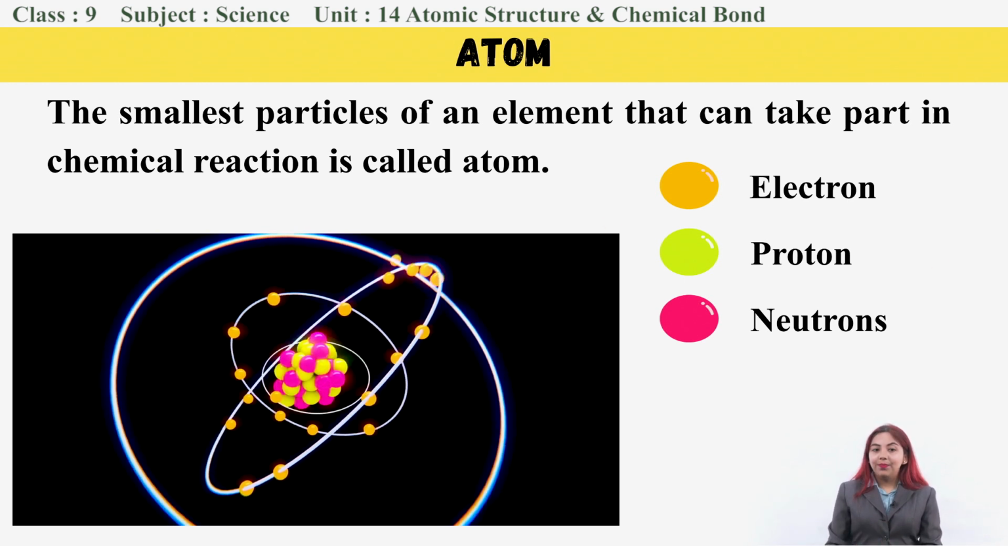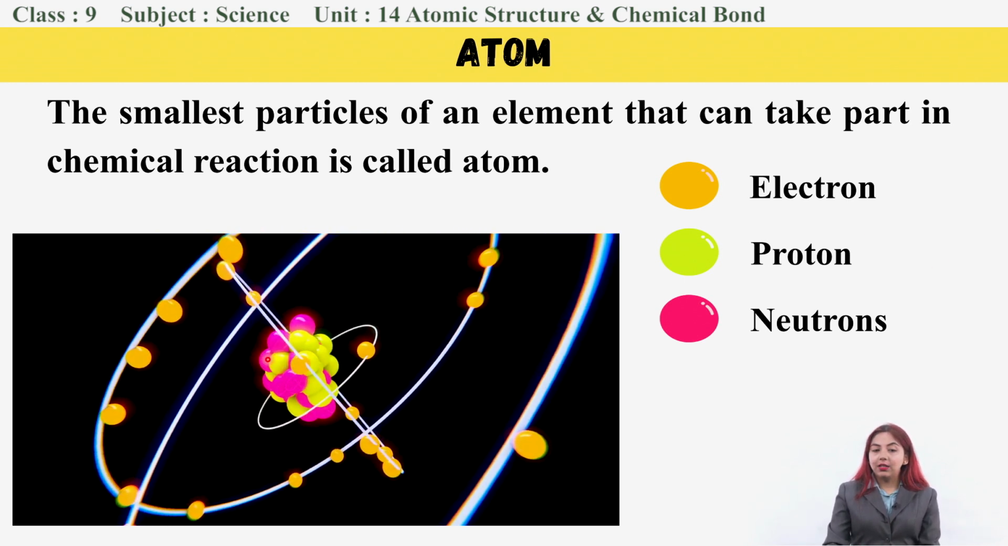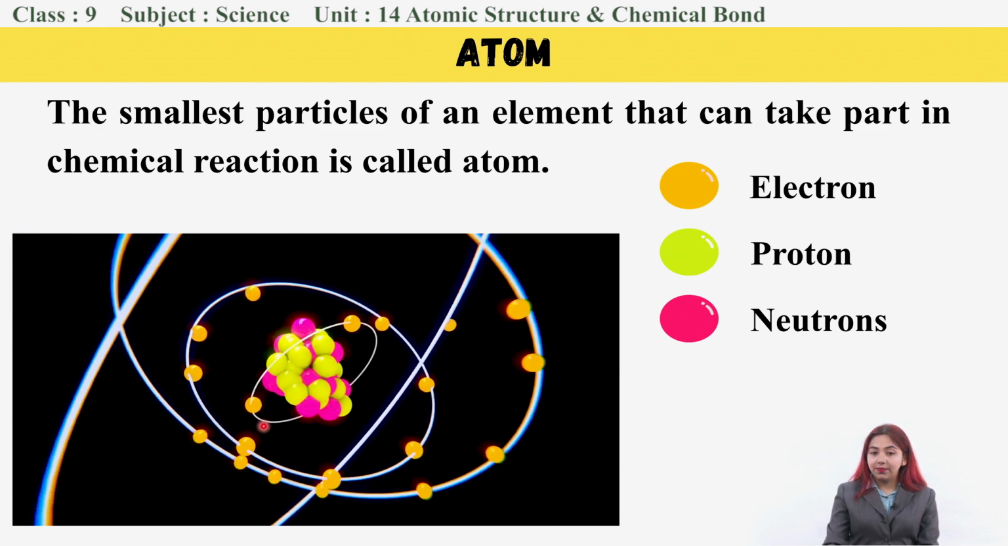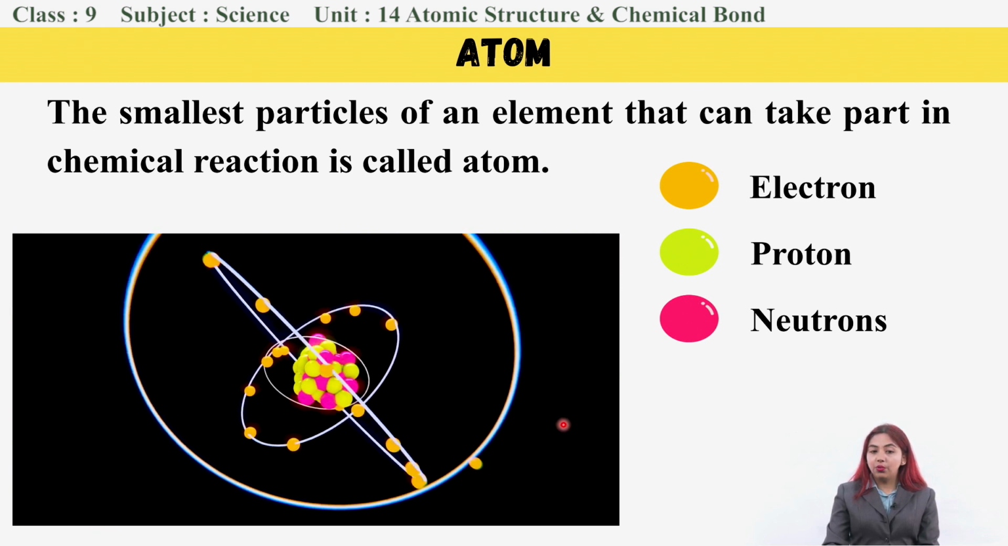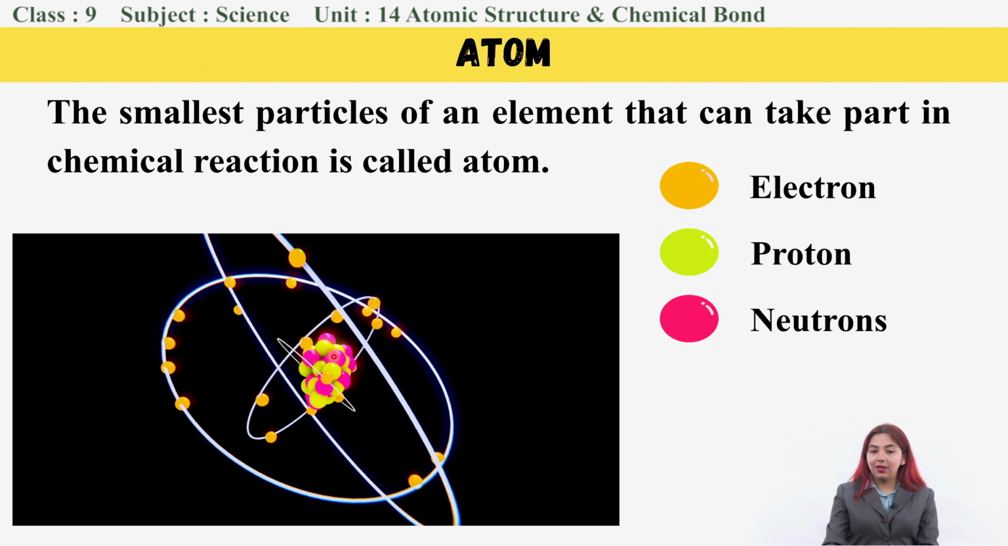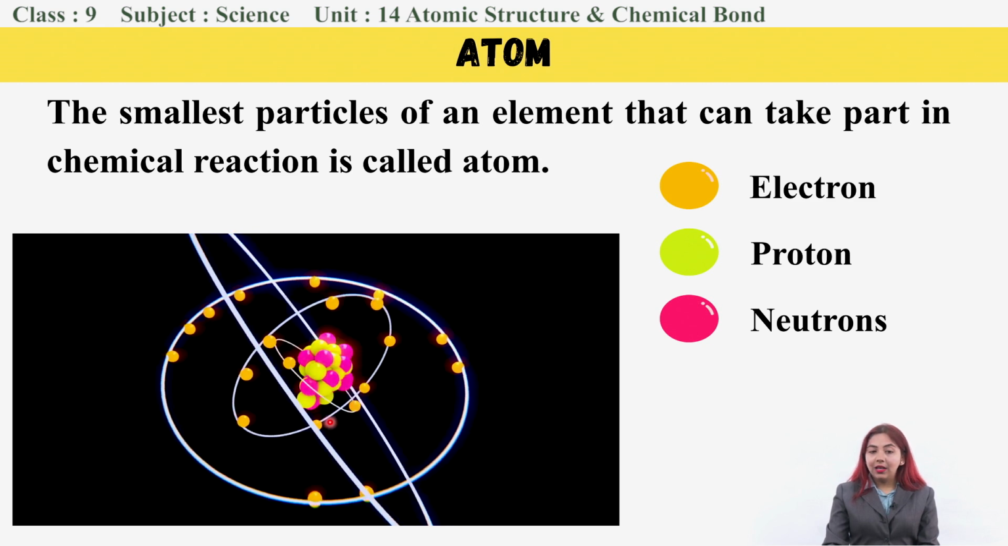Here you can see an atom. An atom contains a nucleus in the center, and the nucleus contains protons and neutrons, which are represented by green and pink. And electrons reside outside the nucleus in their orbits, and they revolve with a certain speed around the nucleus. So this is the basic structure of an atom. And in the end, what is an atom? It is the smallest particle of an element which can take part in a chemical reaction.